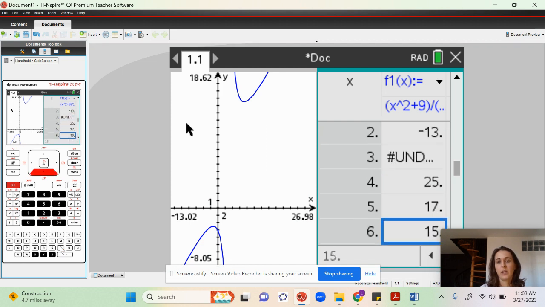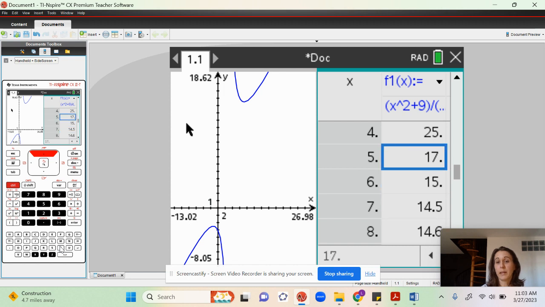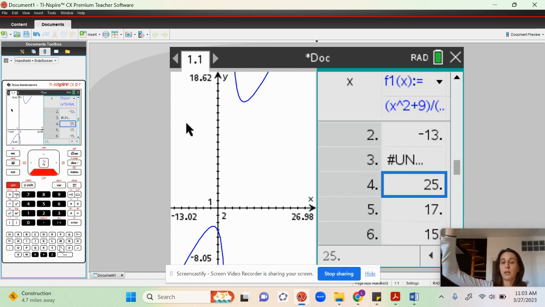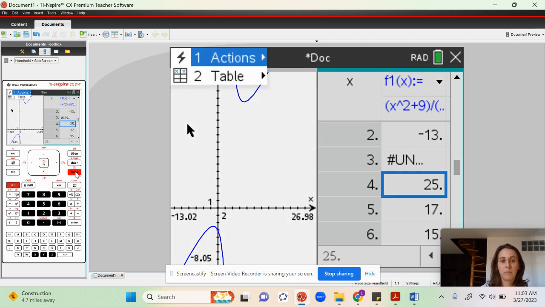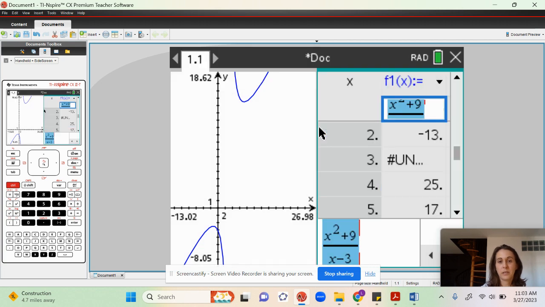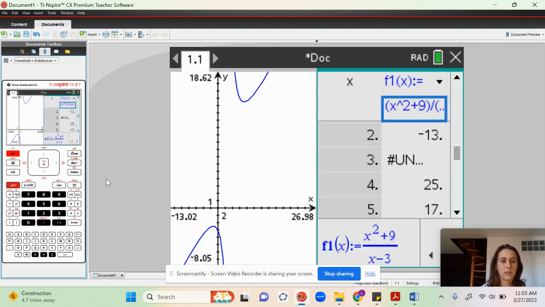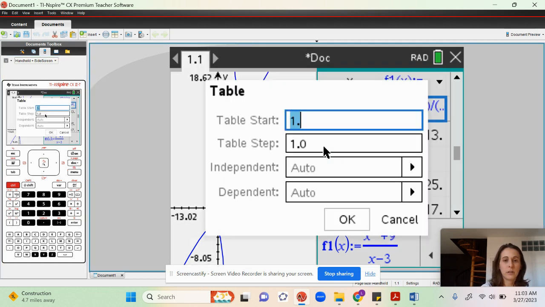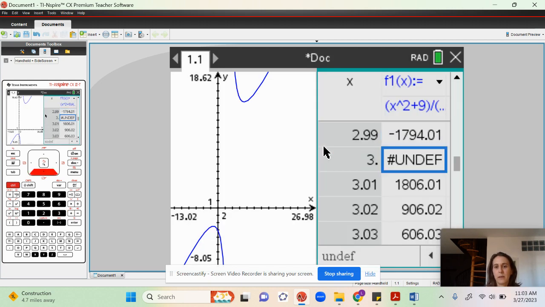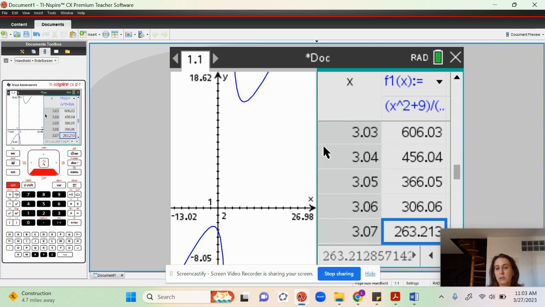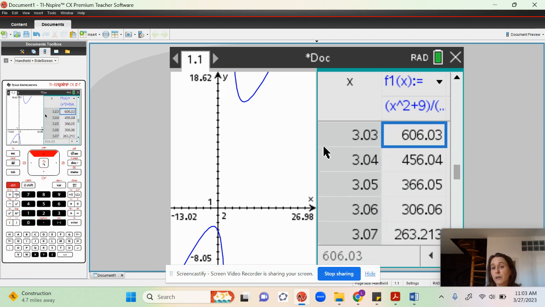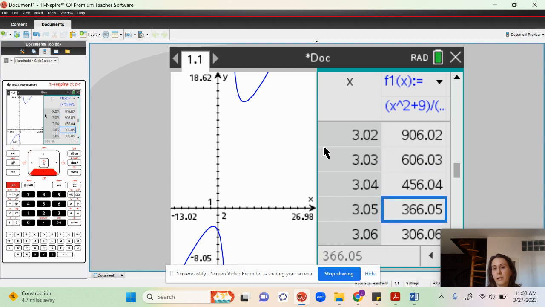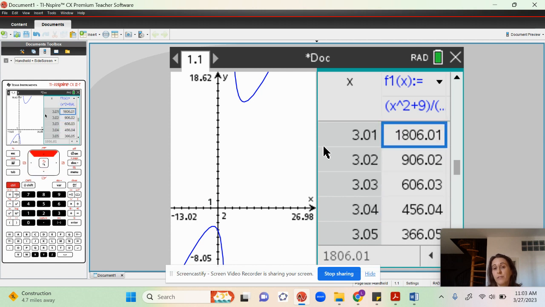And I can see now, as x approaches 3 from the right, meaning as x approaches 3 from a number that's higher than 3. What I'm going to do is, again, menu, table, edit table settings. And I'm going to start it at 3, but I'm going to change the step to 0.01, a really small step. And as x approaches 3 from the right side, from the values above 3, what is happening to the outputs? They're getting infinitely large.